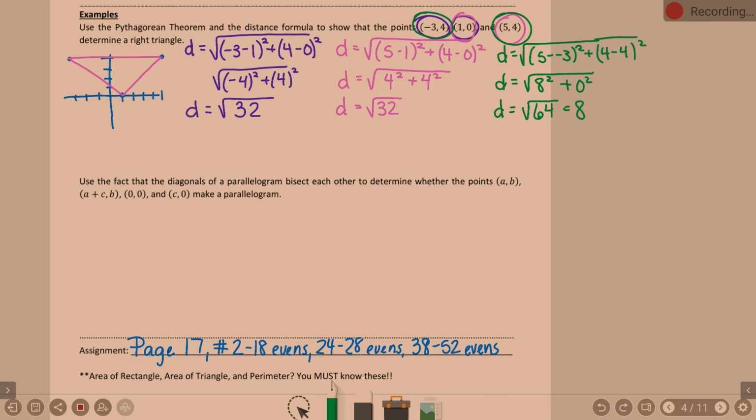And I say if you caught a shortcut, these two are a horizontal line, if you caught that. If your graph, you could have just counted the distance between them. Fair, it doesn't matter. Now, we use the distance formula here. Now, we need to use the Pythagorean theorem. How's the Pythagorean theorem going to help here?